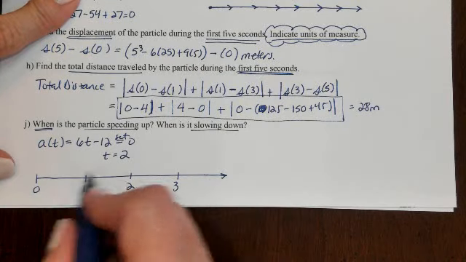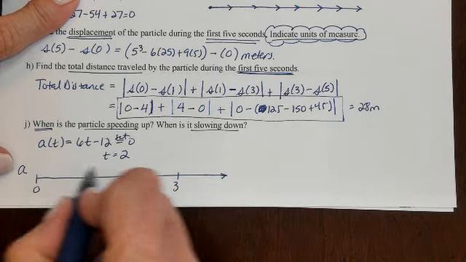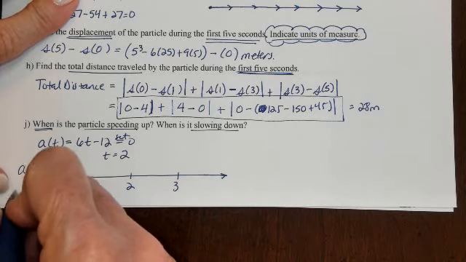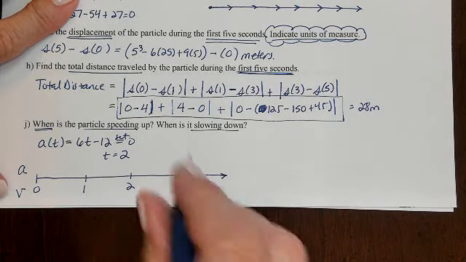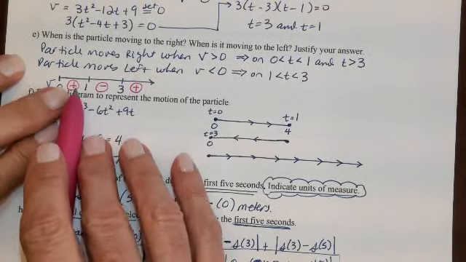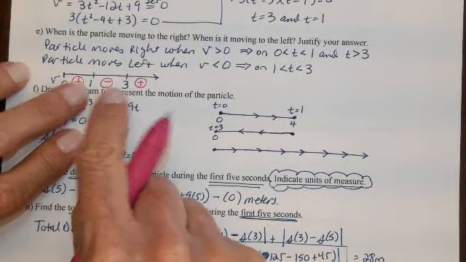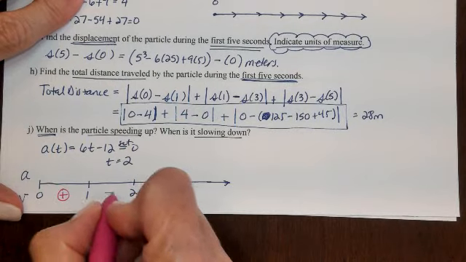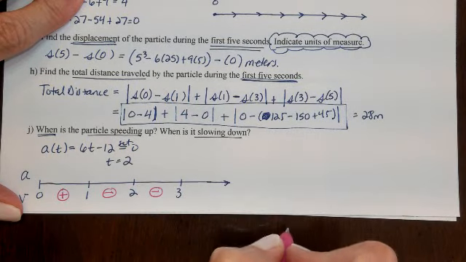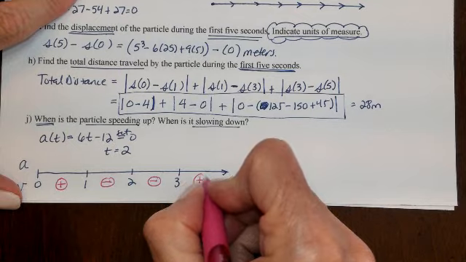So I'm going to put acceleration signs on top, and I'm going to put velocity signs on the bottom. So velocity, remember, it was positive from 0 to 1. Velocity was negative from 1 to 3. So negative, negative. And then after 3, velocity is positive.